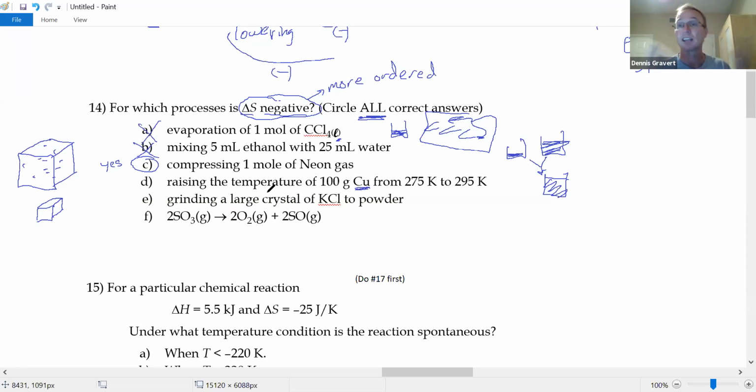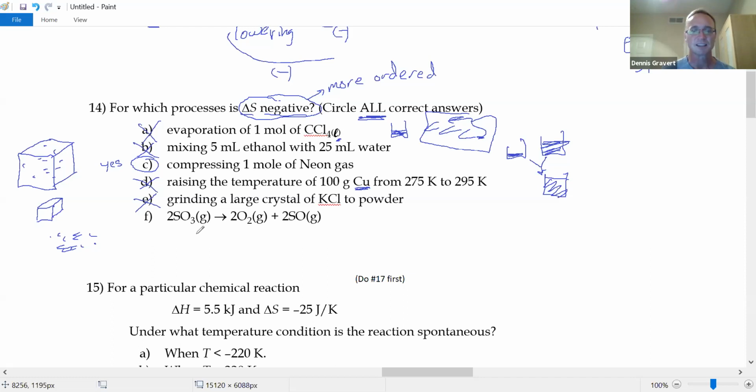Okay, what happens with atoms as you heat them up? It increases their kinetic energy. They go a lot faster. They get a lot more crazy. No, raising the temperature is going to make things more disorganized. What if you grind a large crystal? You had a nice crystal, a big cube, and you crushed it into a bunch of tiny little crystals. That's not making things more neat and organized.